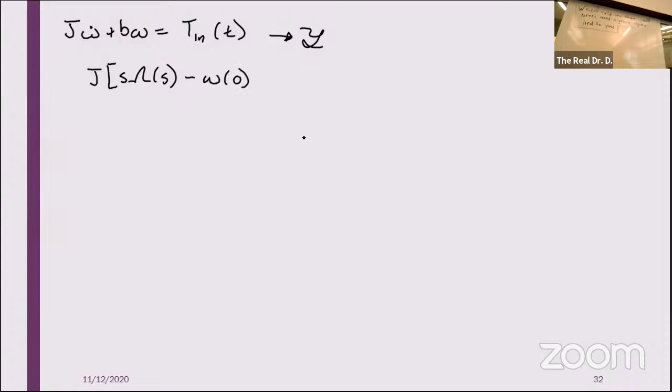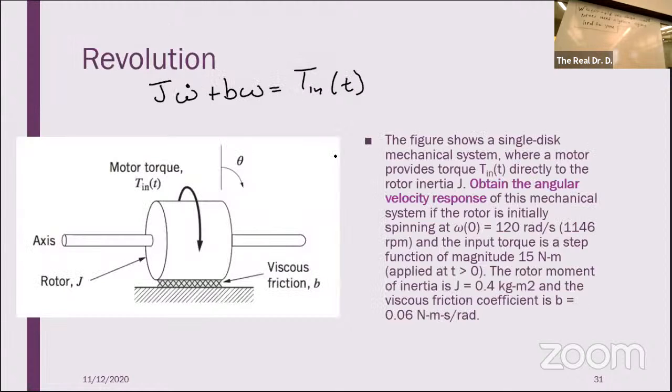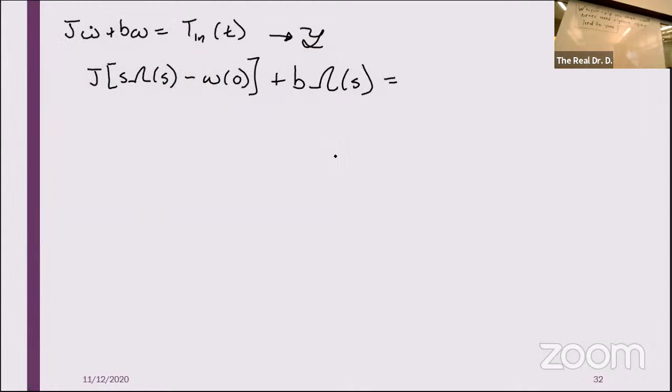Minus omega of 0 plus B times Omega of s is equal to, well, what were we told? What were we told that this input was? Right, we're told it's a step, right? It's a step of 15 Newton meters, right? That's 15 over s, right? Remember, a step is a constant input. Constant input of 15. The Laplace transform of a constant is 15 over s.